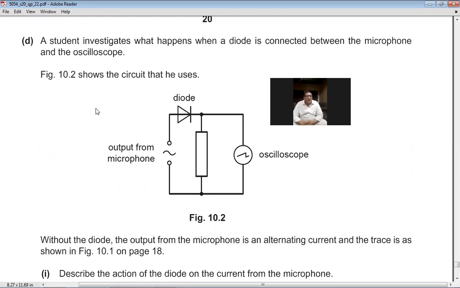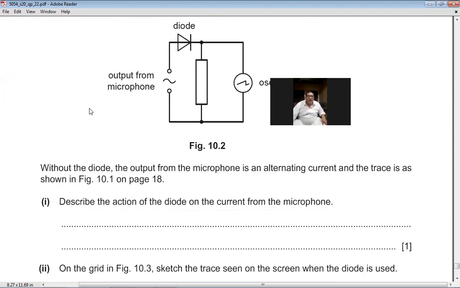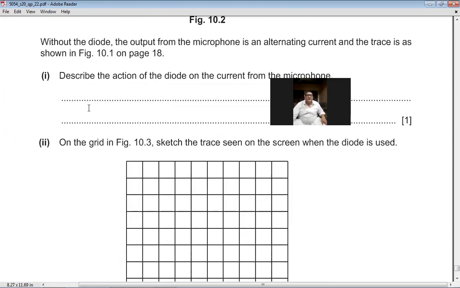So figure 10.2 shows the circuit that he uses. Without the diode, the output from the microphone is an alternating current, and the trace is as shown in figure 10.1 on page 18. Describe the action of the diode on the current from the microphone. So you see, it's a 1-mark question.